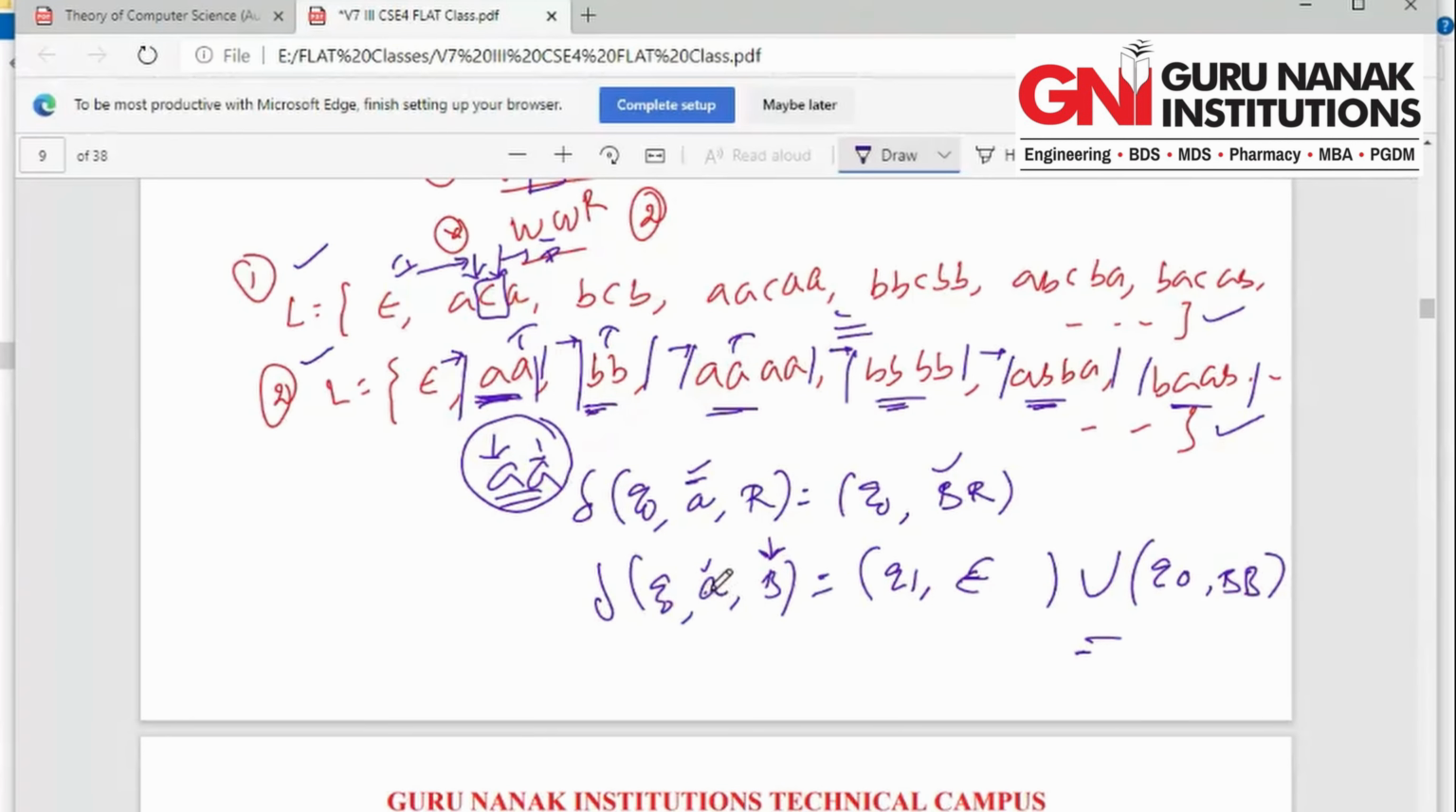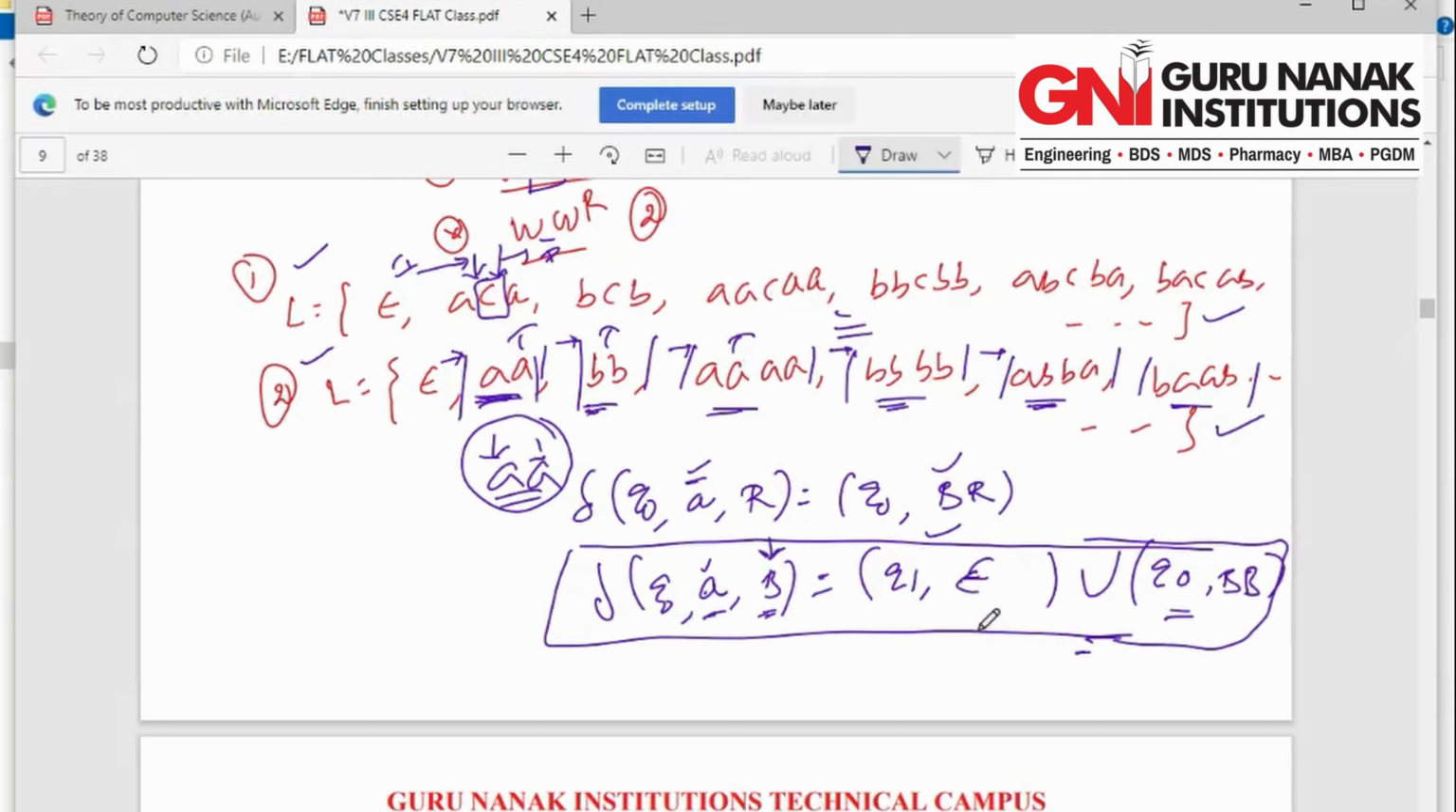Whenever the input and the top of the stack are corresponding symbols, again I'm telling you, either change the state and remove the element, or insert the element. All of you clear on this one or not? Tell me. Yes, please tell me.